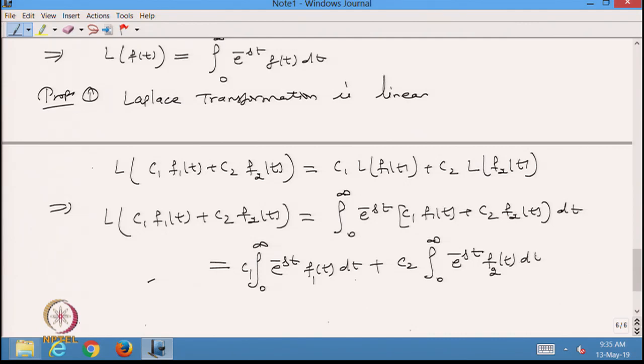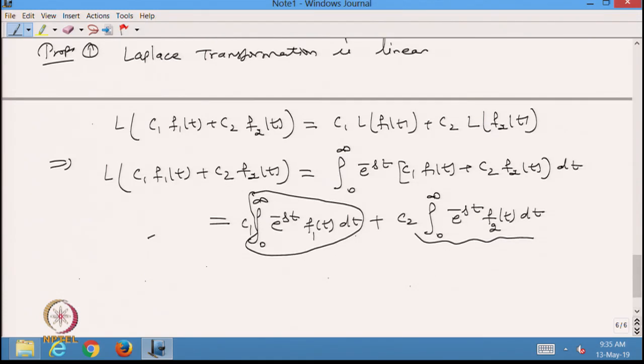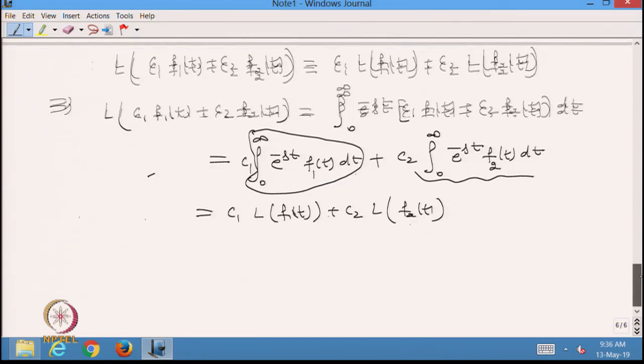e raised to power minus st f2(t) dt, and then from here you can see that this is the Laplace transformation of f1(t) and this is the Laplace transformation of f2(t), and then I can write this as C1 the Laplace transformation of f1(t) plus C2 the Laplace transformation of f2(t), and then from here I can say that Laplace transformation is a linear transformation.